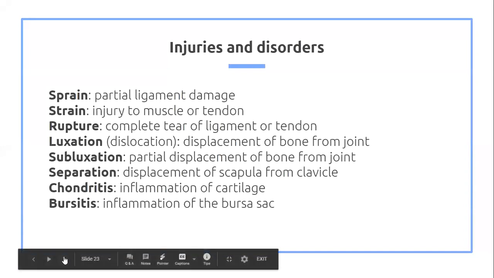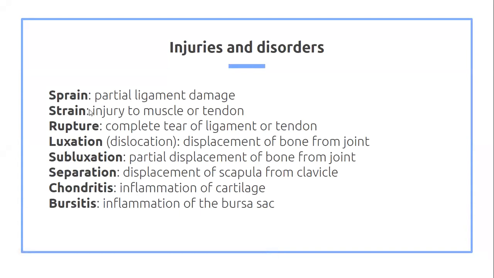And now some injuries and disorders of your joints and your overall skeletal system. There's a lot; these are just some examples. A sprain is partial ligament damage, and if you recall, a ligament is the fibers that connect bone to bone. So it's partial damage. It's not super serious. If you've ever heard anyone say, "I sprained my ankle," they might have to use crutches for a few days, but they're pretty much fine.